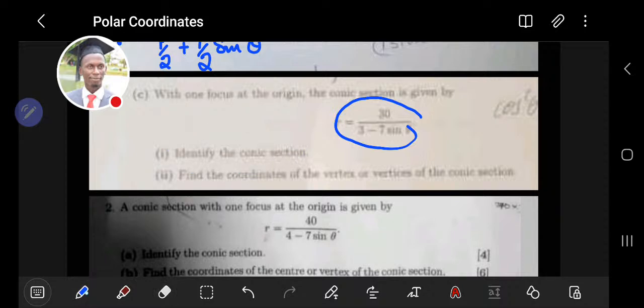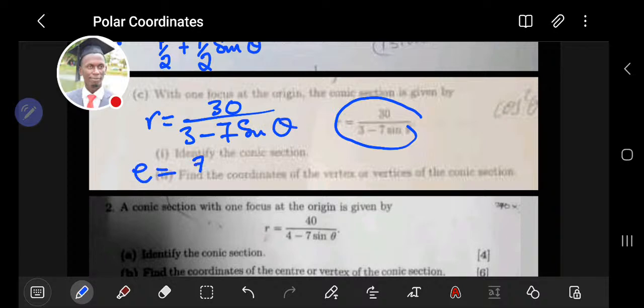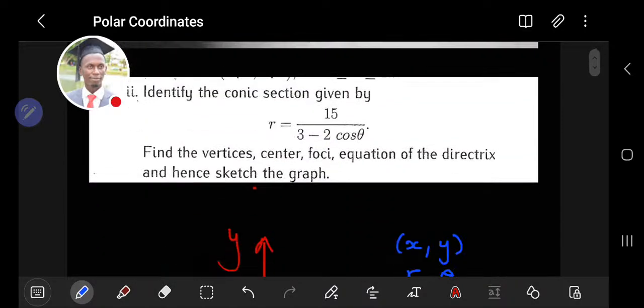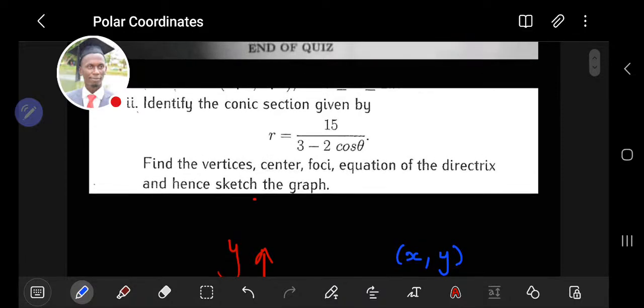So just in case you can't see this one, this is r is equal to 30 over 3 minus 7 sine theta. So of course, e is going to be equal to 7 over 3. So this again is greater than 1. So you can see this is a hyperbola. So it looks like they like asking questions on hyperbolas a lot. So this is the one we just did. And we also did this one.